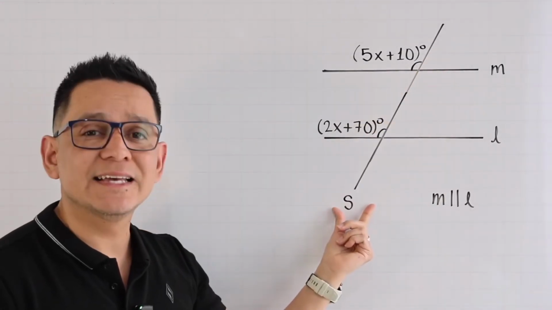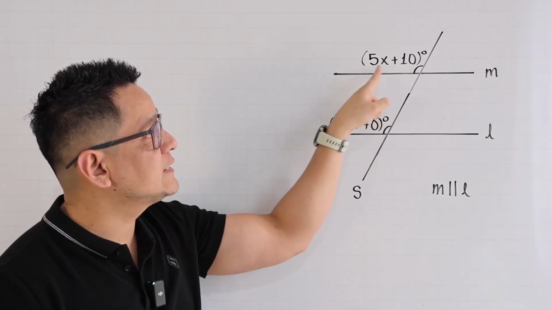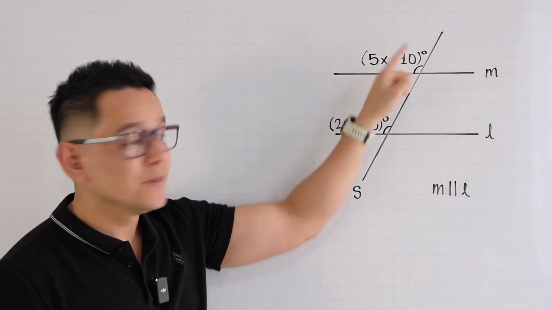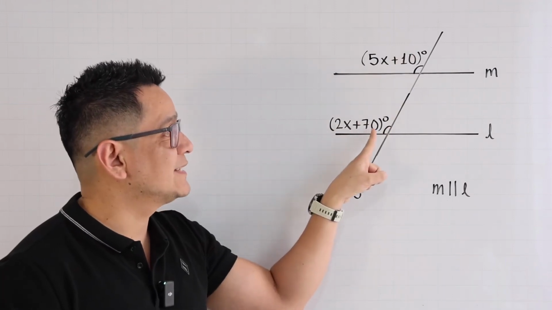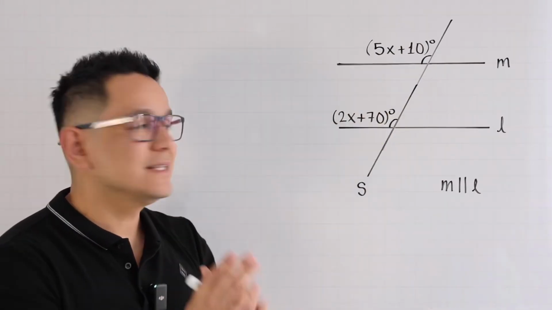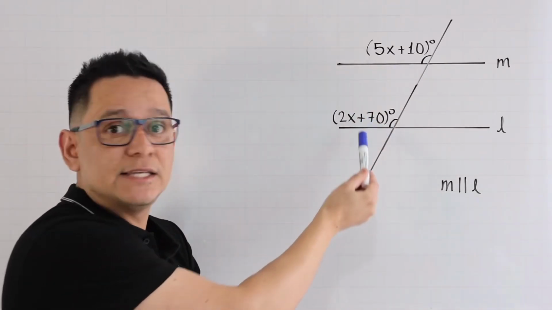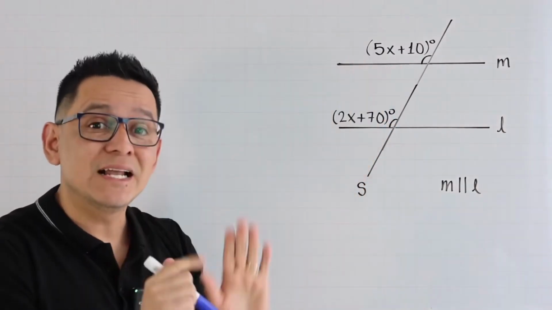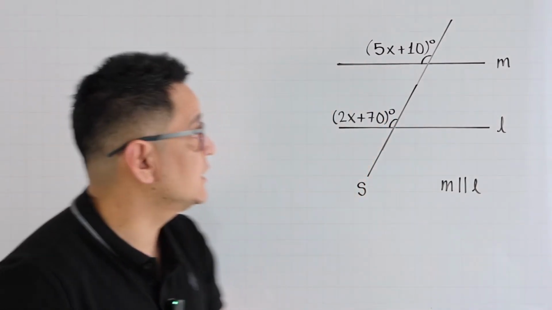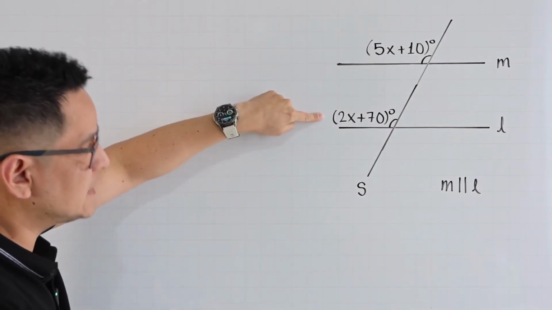Look, here we have that line M and line L are parallel, and here we have a transversal represented by the letter S. They're telling me that the measure of this angle is 5x plus 10 degrees, and the measure of this angle over here is 2x plus 70 degrees. Would you agree with me that the measure of this angle is the same as the measure of this angle? Why? Well, because they are corresponding angles, so I can set up the following. Look, I'm going to write that 5x plus 10 is equal to 2x plus 70.